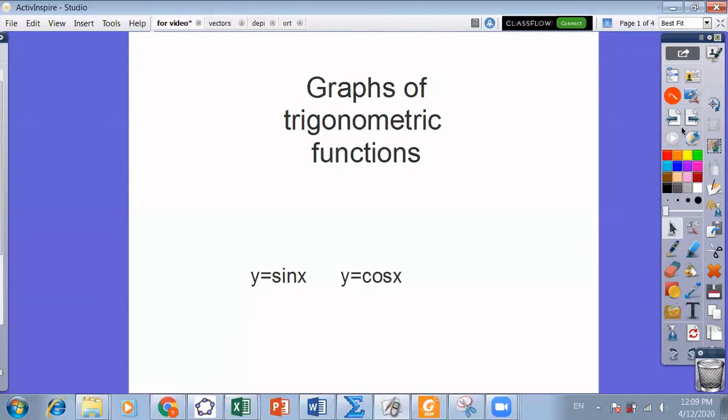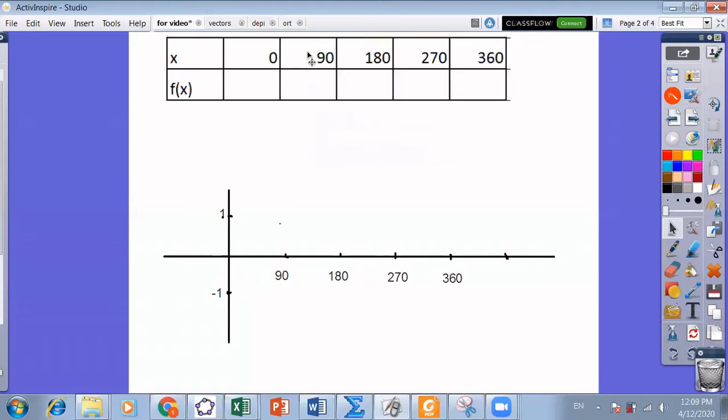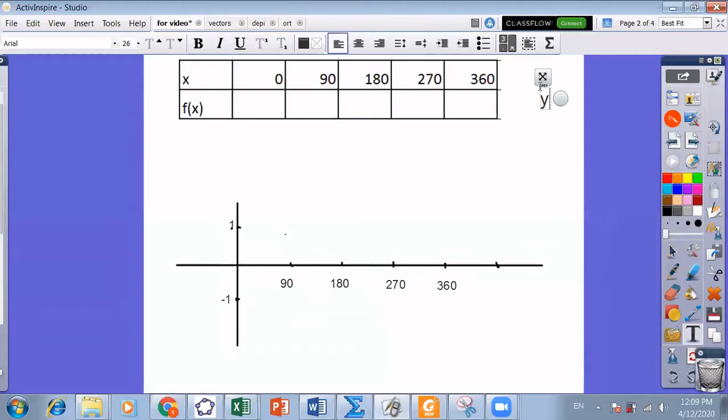I'm going to the next one. I have prepared some tables and some drawings to do. So let's fill this table for the first one. We're going to talk firstly about the sine function. So I'm going to write somewhere here that our function is going to be y equals sine x. Okay, so let's go. We have to fill this table.